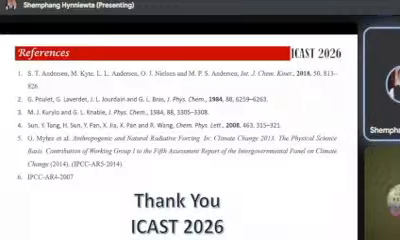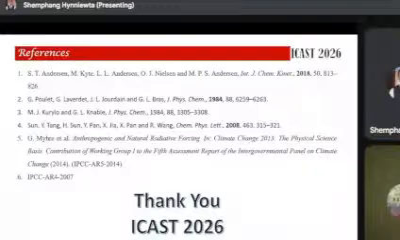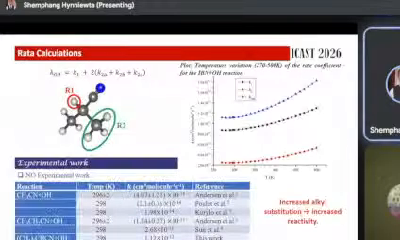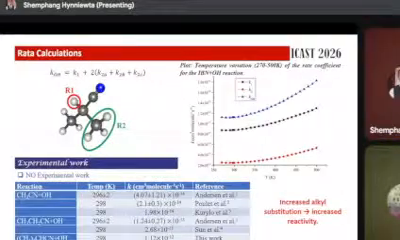You have stated this is 10 to the power minus 12, that is the order of the reaction. Then in one of your slides you mentioned the alkyl substitution increases the reactivity of the reaction. Then what is the role of steric hindrance there? Here the hindrance actually does not come into the picture.